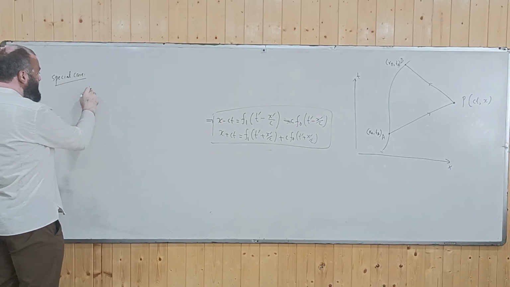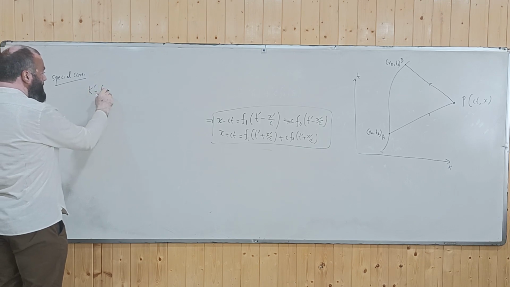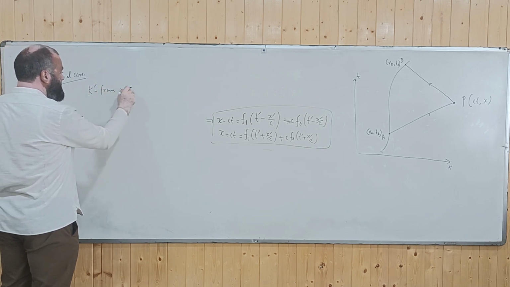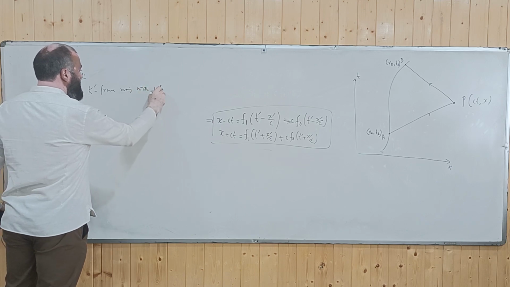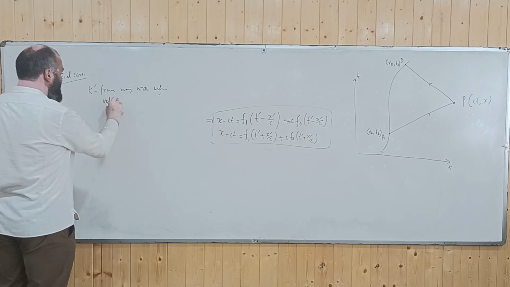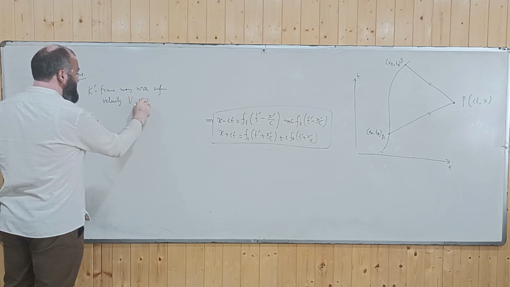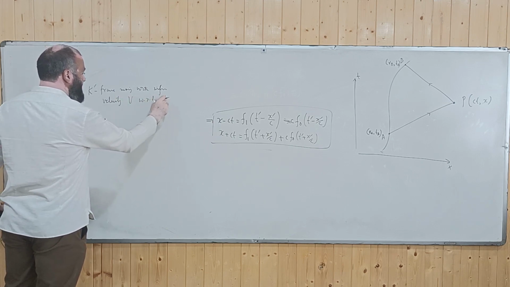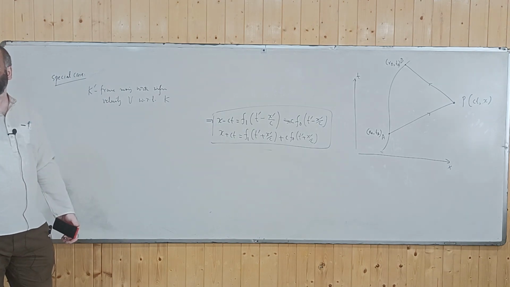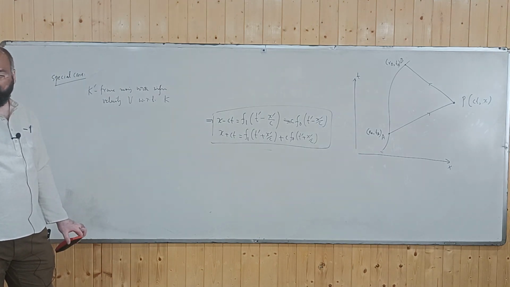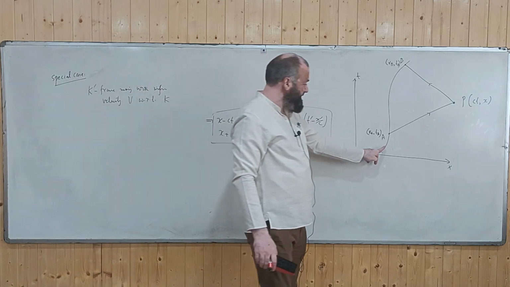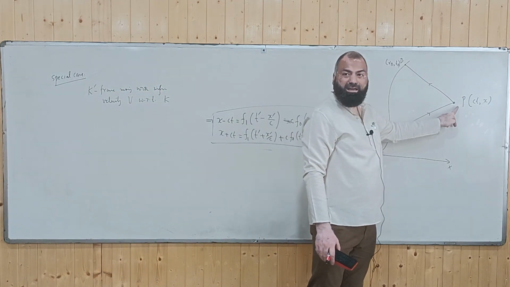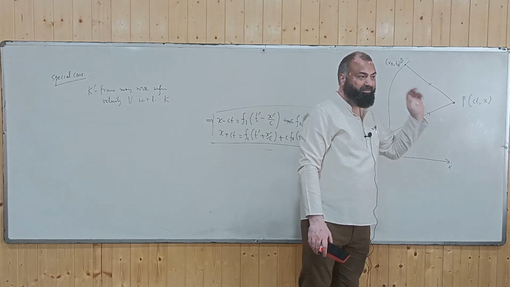Okay? So I will take this K prime frame moving with uniform velocity v with respect to P. K means with respect to that point P. Clear? This is our K prime frame of reference, and you can call this the K frame of reference. Understood?